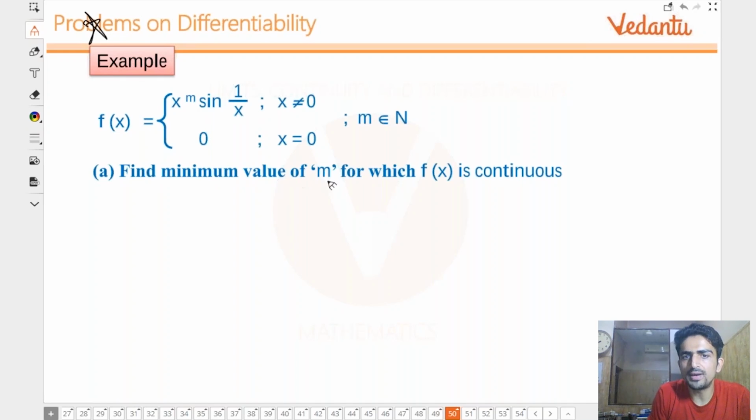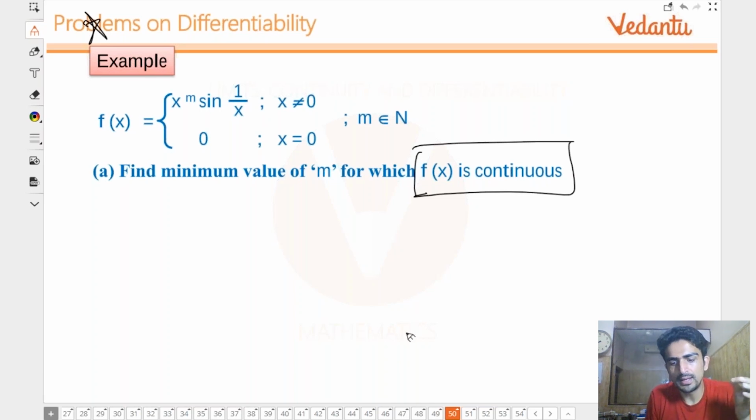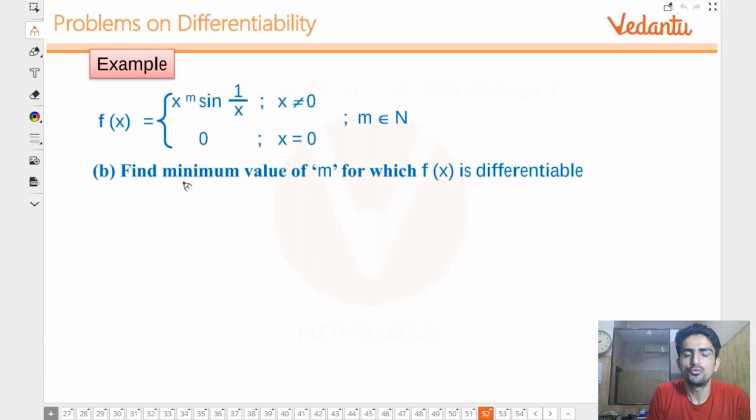Find the minimum value of m for which f(x) is continuous. Guys, use the definition: the limit should exist and it should be equal to the value of the function. Apply this and you get your answer. You better do this question without seeing the solution. Then the second part: find the minimum value of m for which f(x) is differentiable.